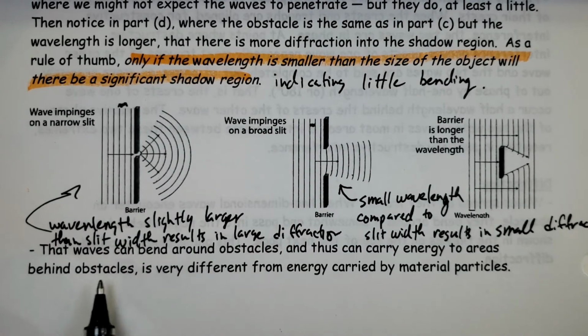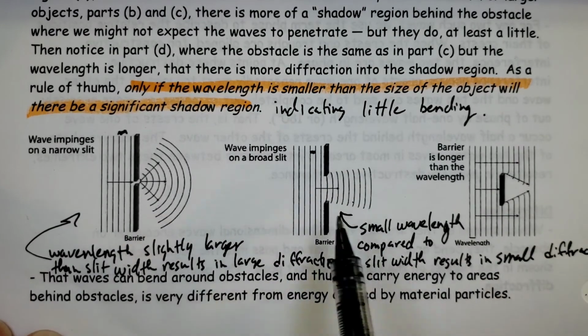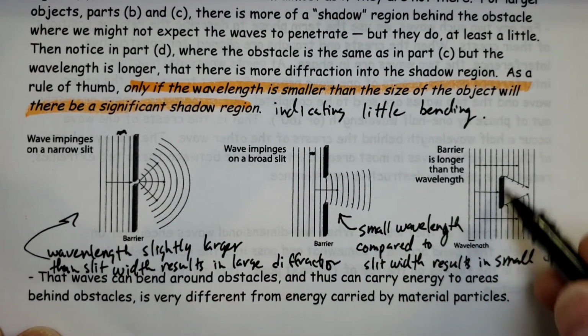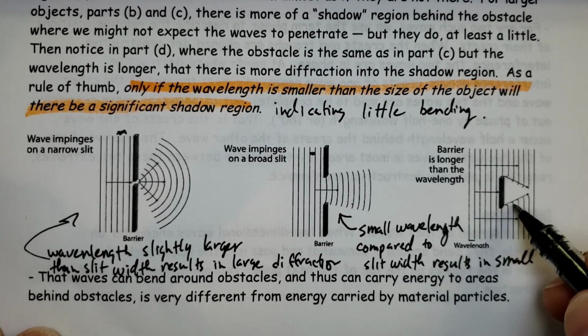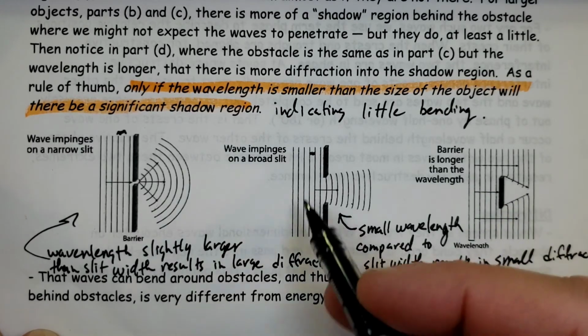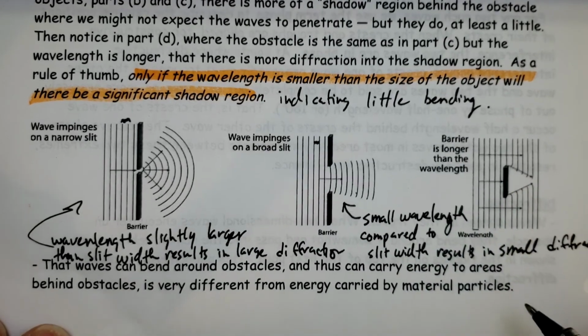All right? That waves can bend around obstacles and thus carry energy to areas behind the obstacle is very different from energy carried by material particles. Okay, so that's the basic rule of thumb there. Over here, of course, we have a similar thing. This object is really wide compared to the wavelength. So again, there's little bending. This object is kind of behaving like a slit here. So if it was a smaller object, we would have way more bending.